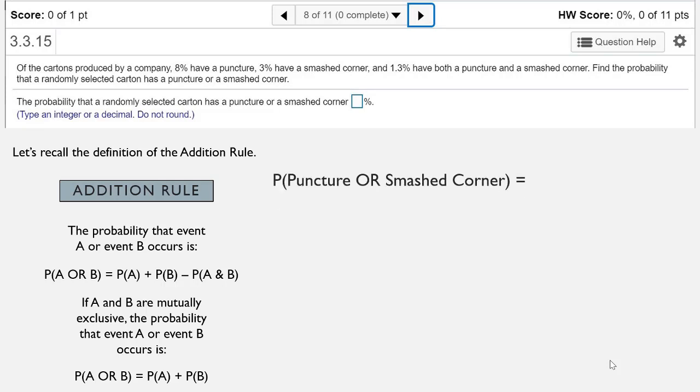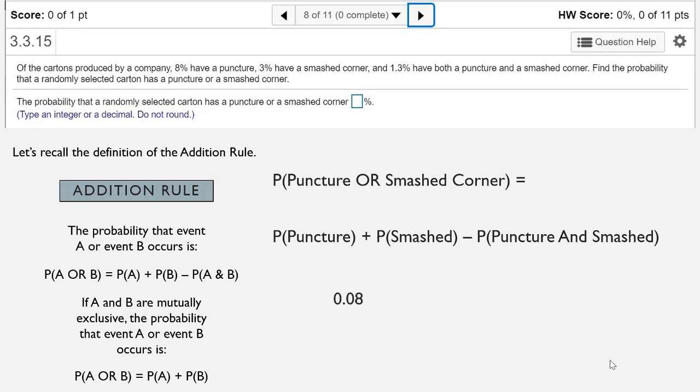So for us, the probability of a puncture or smashed corner would be the probability of a puncture plus the probability of a smashed corner minus the probability of a puncture and a smashed corner. Now we're going to convert our percentages into decimals. Probability of a puncture is 0.08. The probability of a smashed corner is 0.03. And the probability of a puncture and a smashed corner that has to be subtracted is 0.013. So when we add these together and subtract, we get 0.097. And that's your answer.